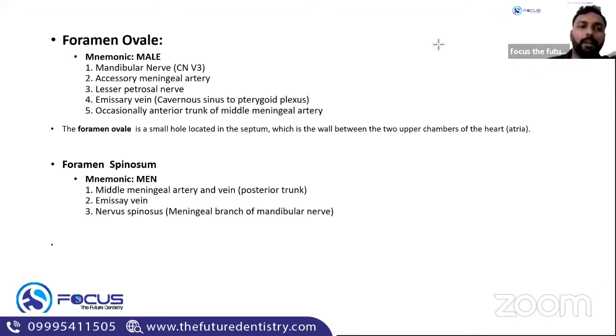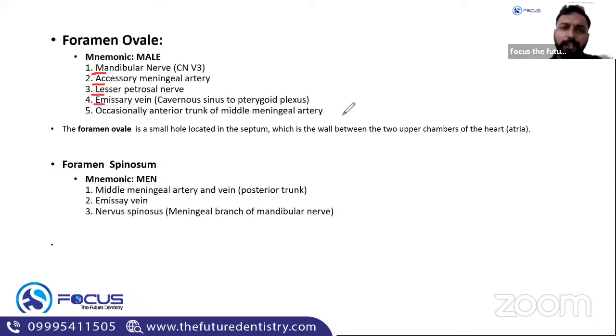Okay. So here, what is the mnemonic which I've given? It is MALE, foramen ovale, MALE. So you have M, and M for what? M for mandibular nerve. Then A for accessory meningeal artery. L for lesser petrosal nerve. Then E for emissary vein.